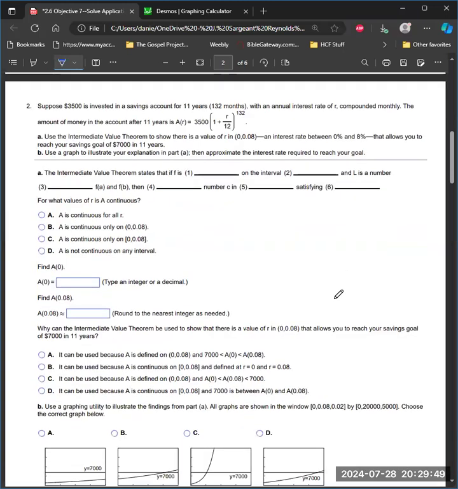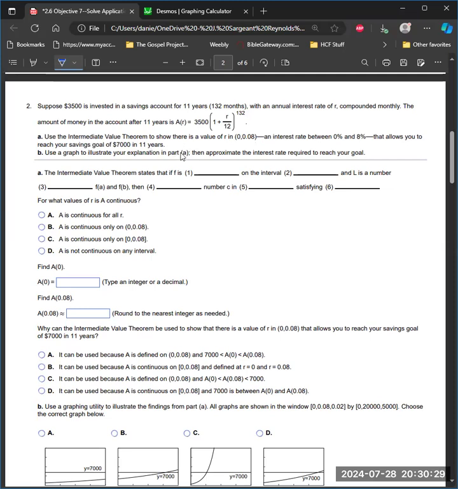Suppose $3,500 is invested in a savings account for 11 years, which is 132 months. With an annual interest rate of R compounded monthly, the amount of money accrued in the account after 11 years is A of R equals 3,500 times 1 plus R over 12 to the 132. Use the intermediate value theorem to show that there's a value of R between 0 and 8% that allows you to reach your savings goal of $7,000 in 11 years.